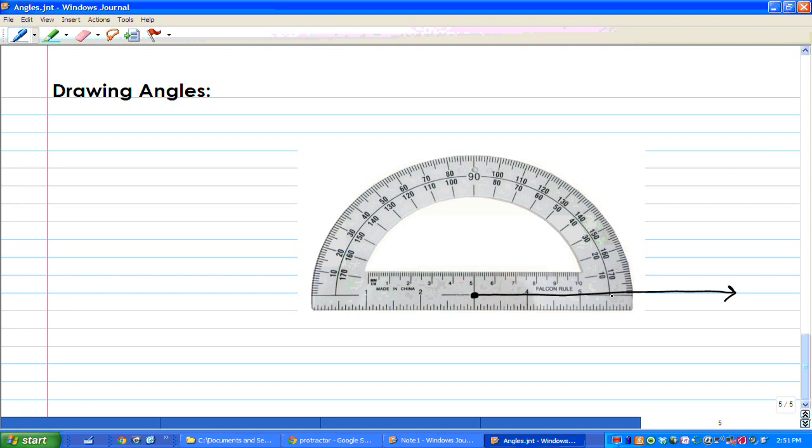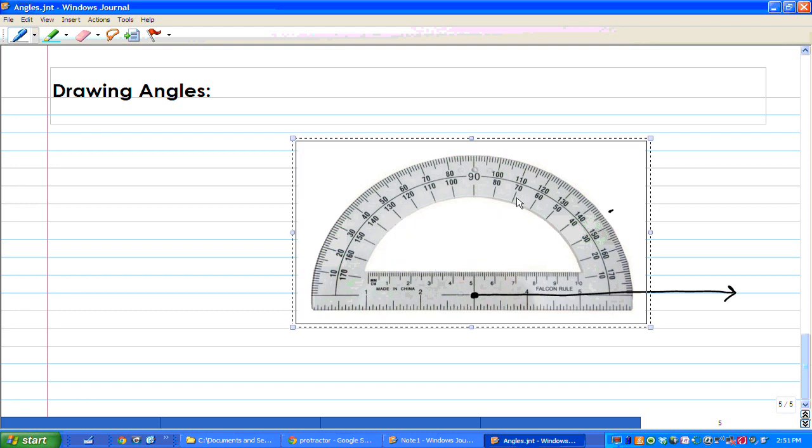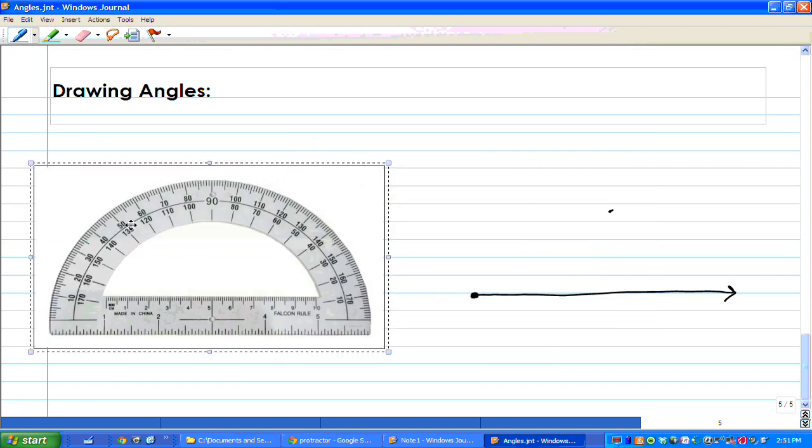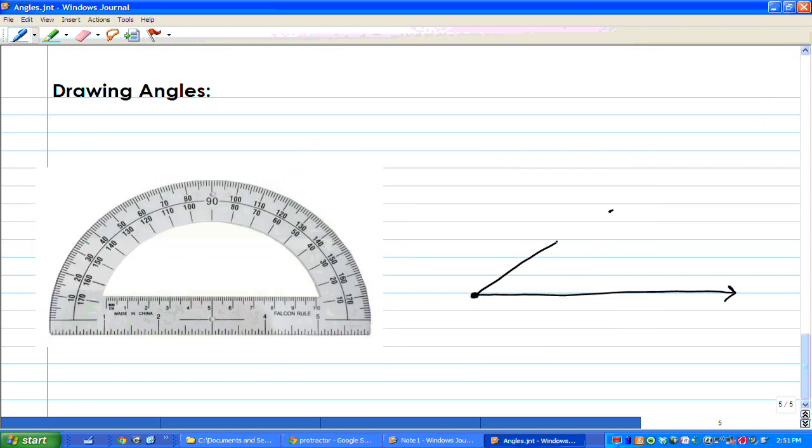So what I would do is start here, and I already forgot what I said, a 35-degree angle, I think. I would count up 10, 20, 30. There's 35, and I'd make a little mark. I'd move my protractor out of the way, and I would connect the dots, and there's a 35-degree angle.